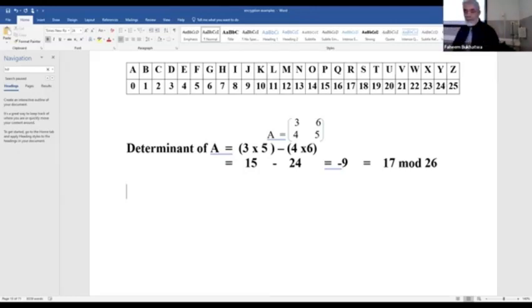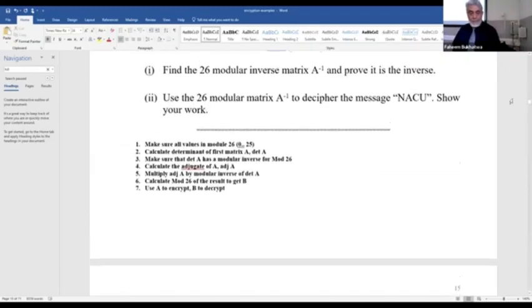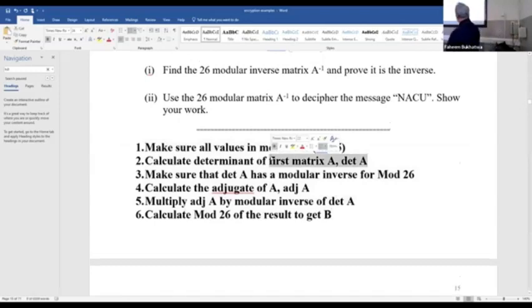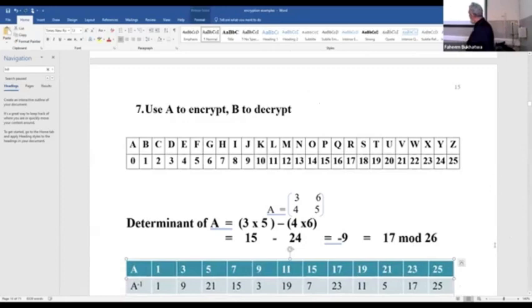Now you have to work on finding that inverse. What's the next step? We finished step number 2. We got the modular determinant, which is 17. Now make sure that it has a modular inverse mod 26. It has. Calculate the adjugate of A. First, you need to find the inverse of 17. There it is, look for this 17. The inverse of 17 is 23.